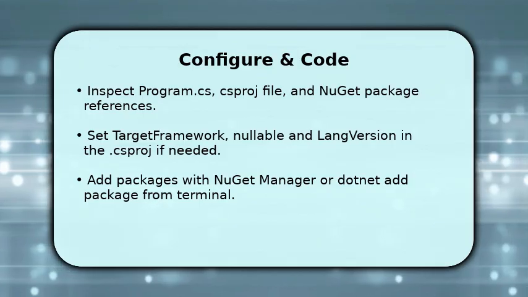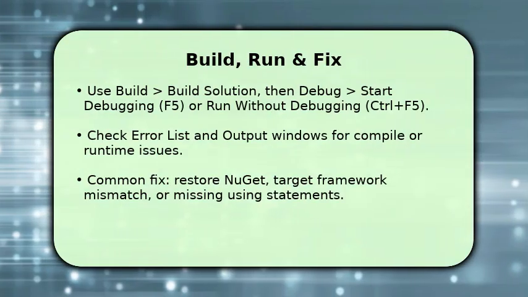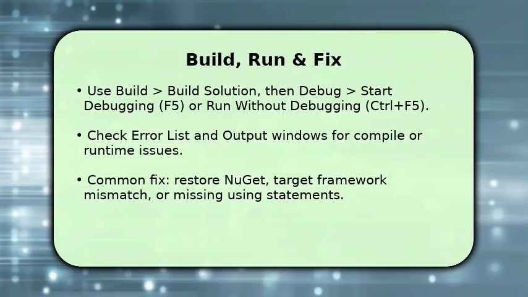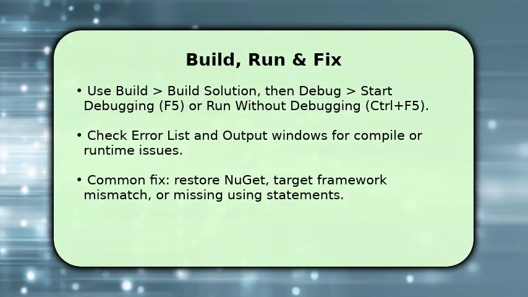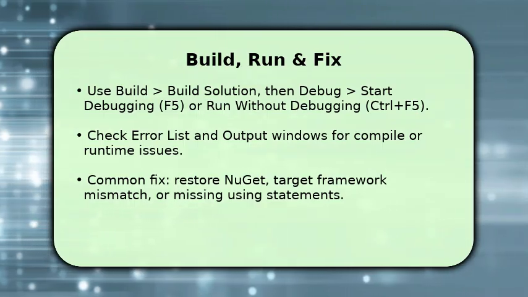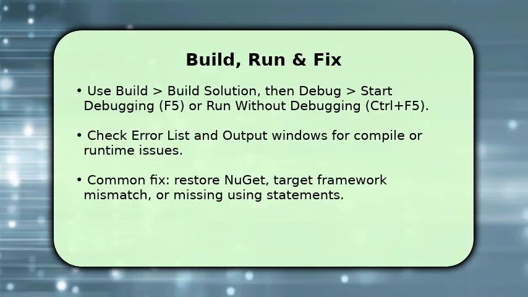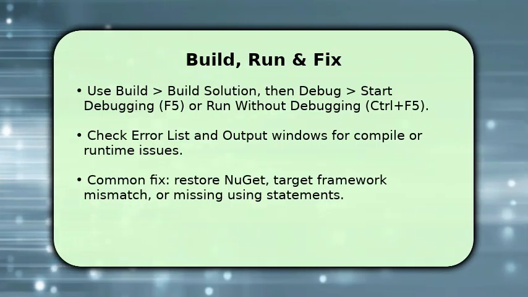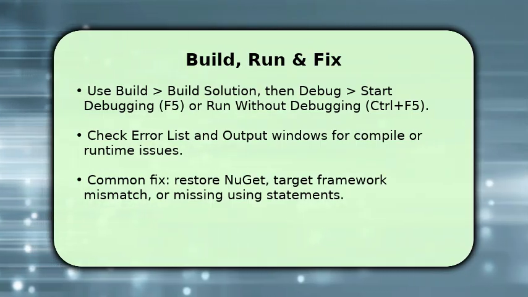Press F5 to debug or Ctrl+F5 to run without the debugger. If errors appear, open the Error List and Output windows to see line numbers and messages. Make sure NuGet packages are restored, the target framework matches installed SDKs, and required using directives are present.